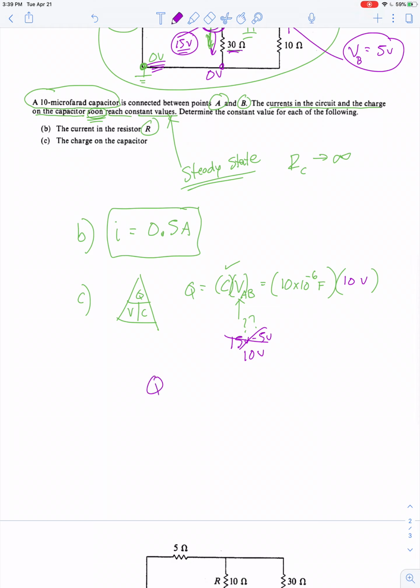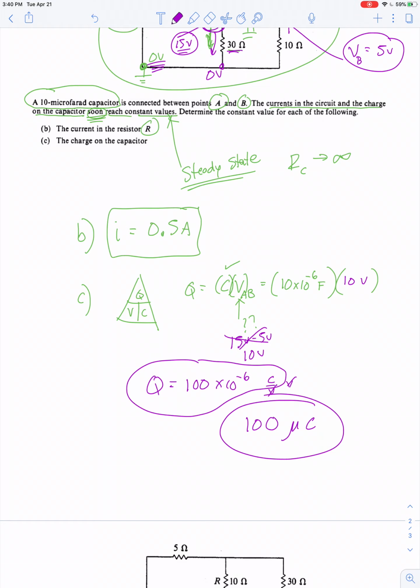So the charge on the capacitor is 10 microfarads times 10 volts, which is 100 times 10 to the negative 6 farad-volts. Well, a farad is a coulomb per volt. Multiply that times volts. There we have it. 100 times 10 to the negative 6 coulombs. Oh, probably better to call it 100 microcoulombs.